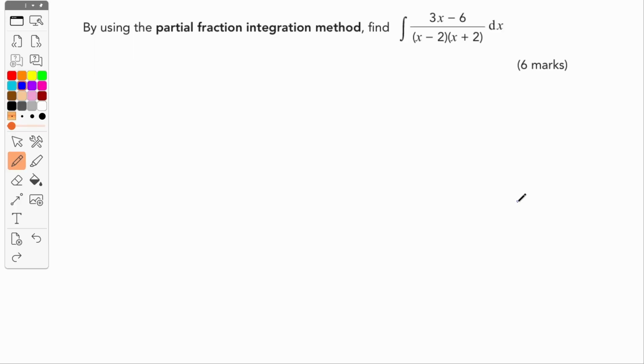Next one, by using partial fraction integration method, you need to integrate this one, okay? You have to take this algebraic fraction, 3x minus 6, all over the product of these two quantities, (x minus 2) times (x plus 2). You said solve this one using partial fractions. That will be a over the first quantity, x minus 2, plus b over the second quantity, x plus 2.